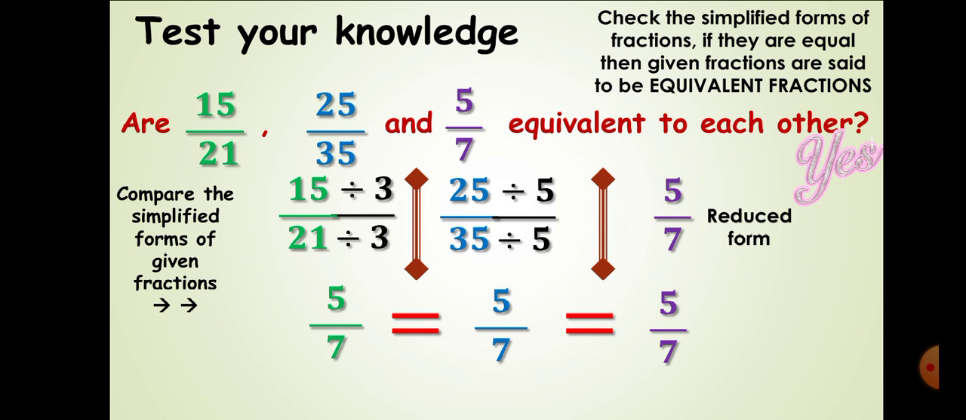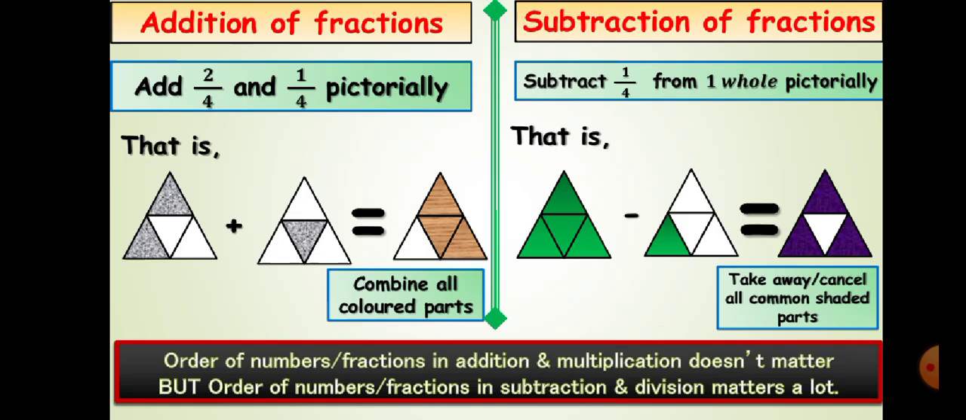5 over 7 is not a form that we can convert further; it is the reduced form. Here I can see all these fractions hold 5 over 7, which means yes, they are equivalent fractions. So this is a basic case that you use. You can see here they are also using division, but I was using multiplication, so it's your choice. Any way you can use.